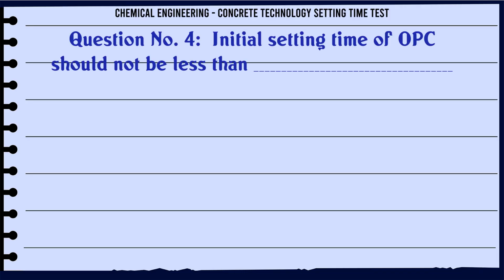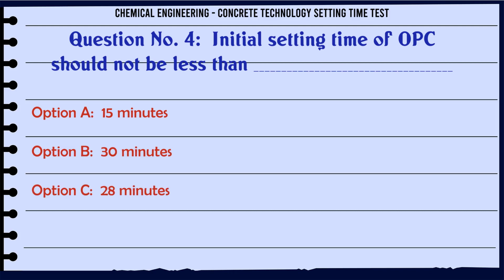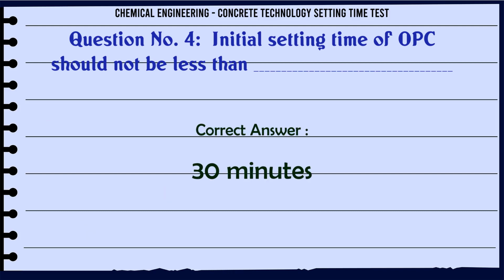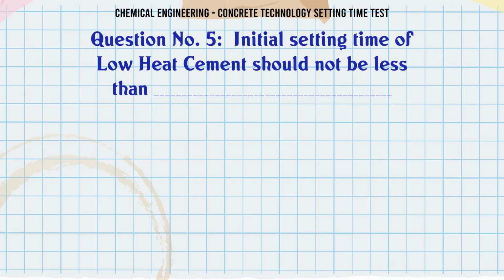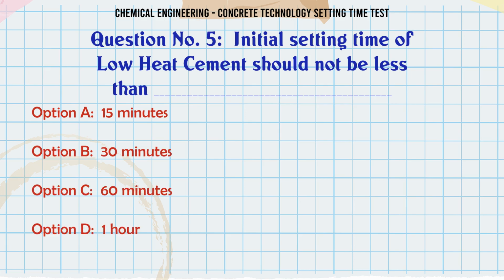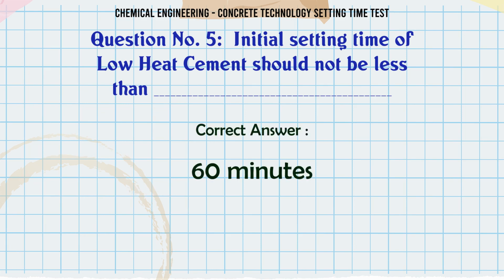Initial setting time of OPC should not be less than A 15 minutes, B 30 minutes, C 28 minutes, D 1 hour. The correct answer is 30 minutes. Initial setting time of low heat cement should not be less than A 15 minutes, B 30 minutes, C 60 minutes, D 1 hour. The correct answer is 60 minutes.